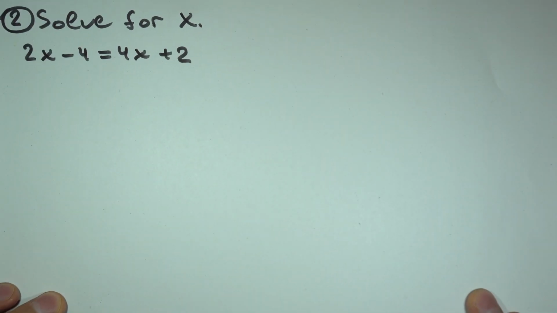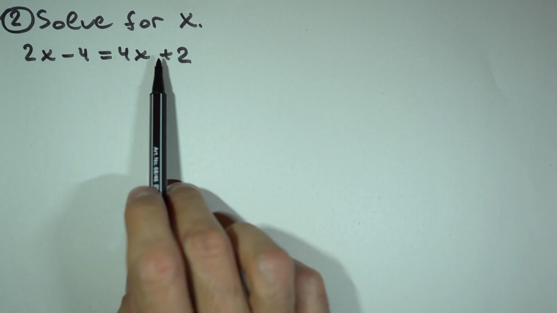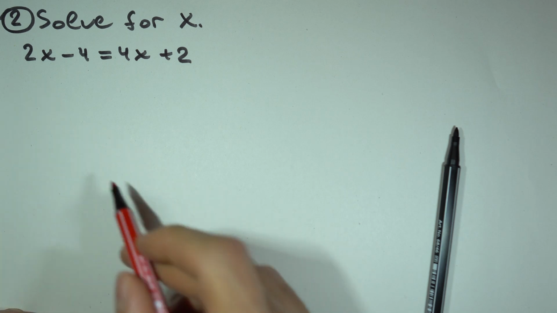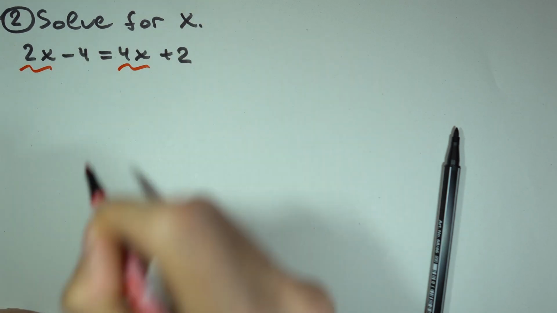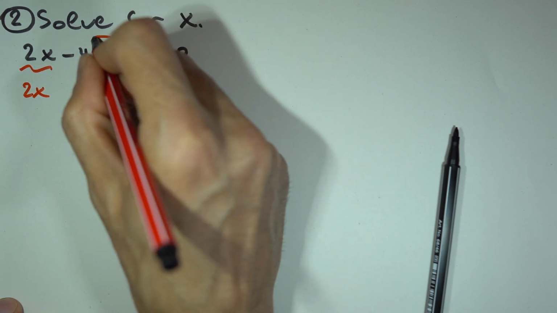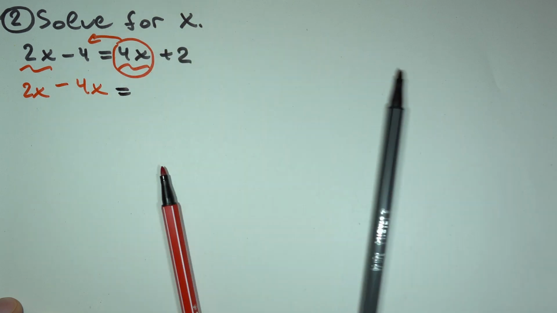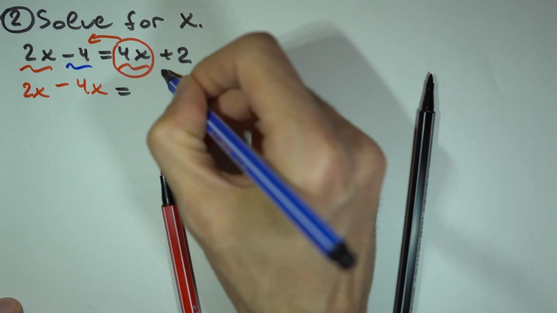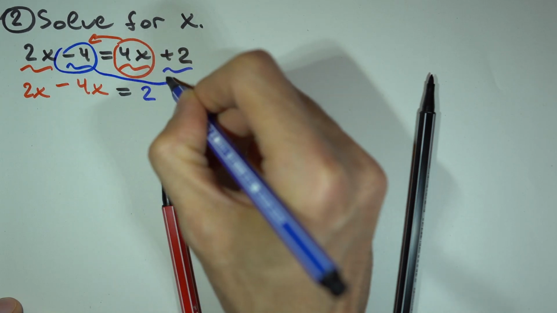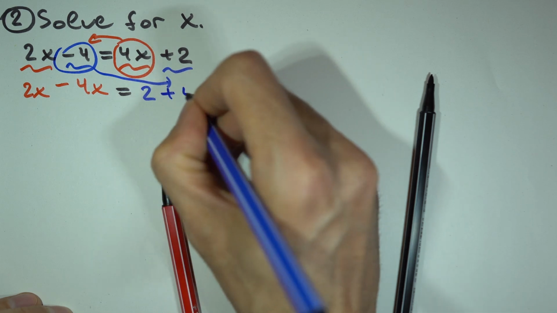This is problem number 2. We have to solve it for x again. 2x minus 4 equals 4x plus 2. Step number 1, again, is to collect the unknown numbers on one side of the equation. We have 2x and 4x. Therefore, we can write 2x, and when we transfer the 4x to the left-hand side of the equation, it becomes minus 4x. This equals the known numbers. We have minus 4 here and plus 2 here. We write down the plus 2, and then we transfer the minus 4 to the right-hand side of the equation. And this makes it plus 4.